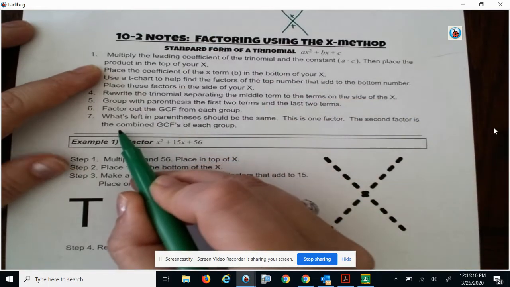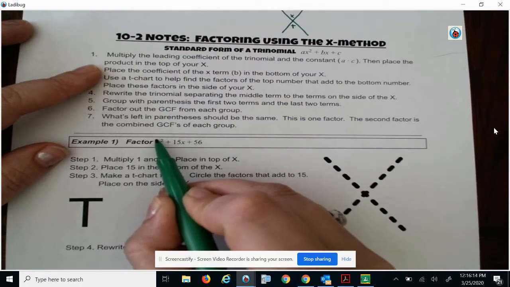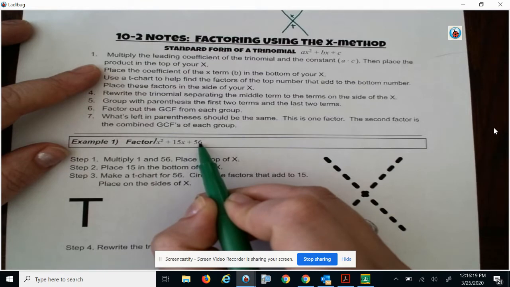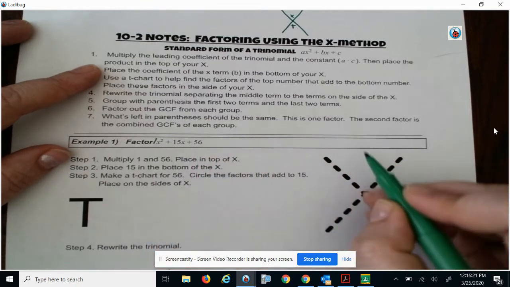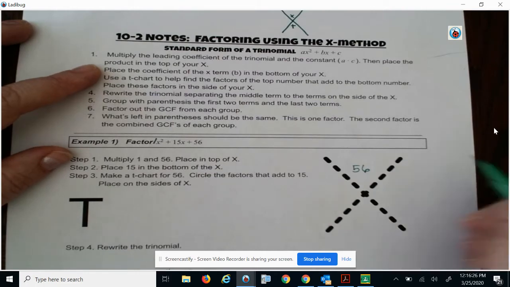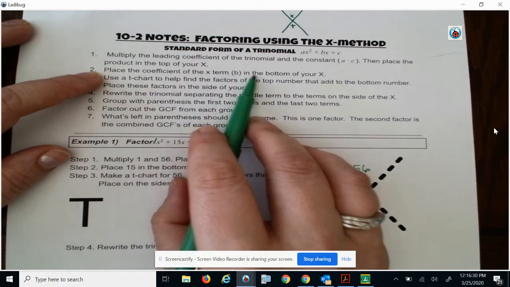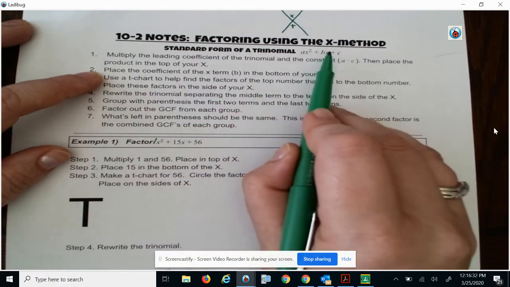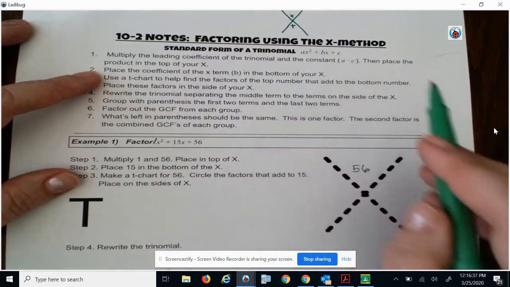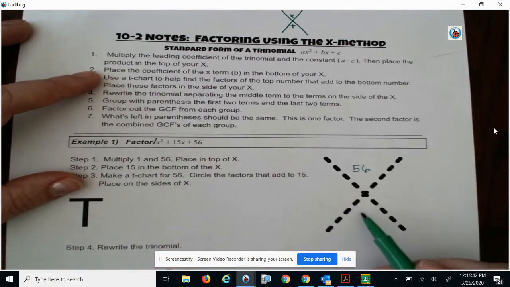Okay, so if we go to example 1, our first number is hidden. Remember, it's a 1. We multiply 1 times 56 and place it at the top of the x, which is 56. And then step 2, we're going to place the coefficient of the x term, b, in the bottom of your x. So this number with our x that's in the middle, that's our b, it's going to go in the bottom. So with our example 1, the number in the middle is 15. I'm going to put it in the bottom.